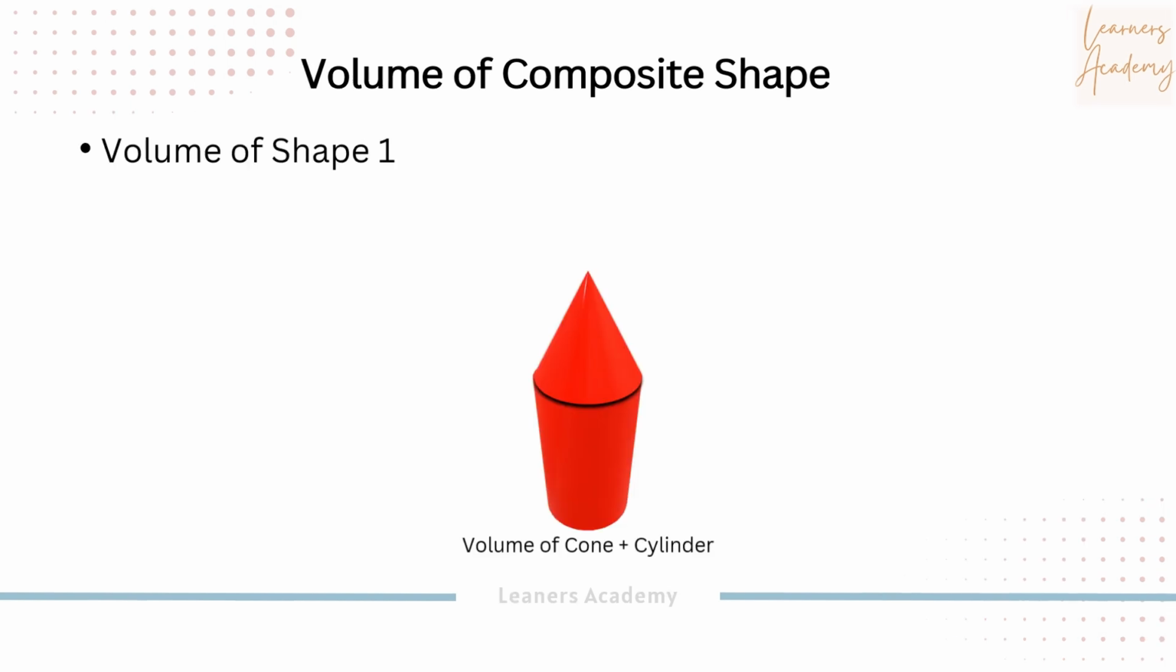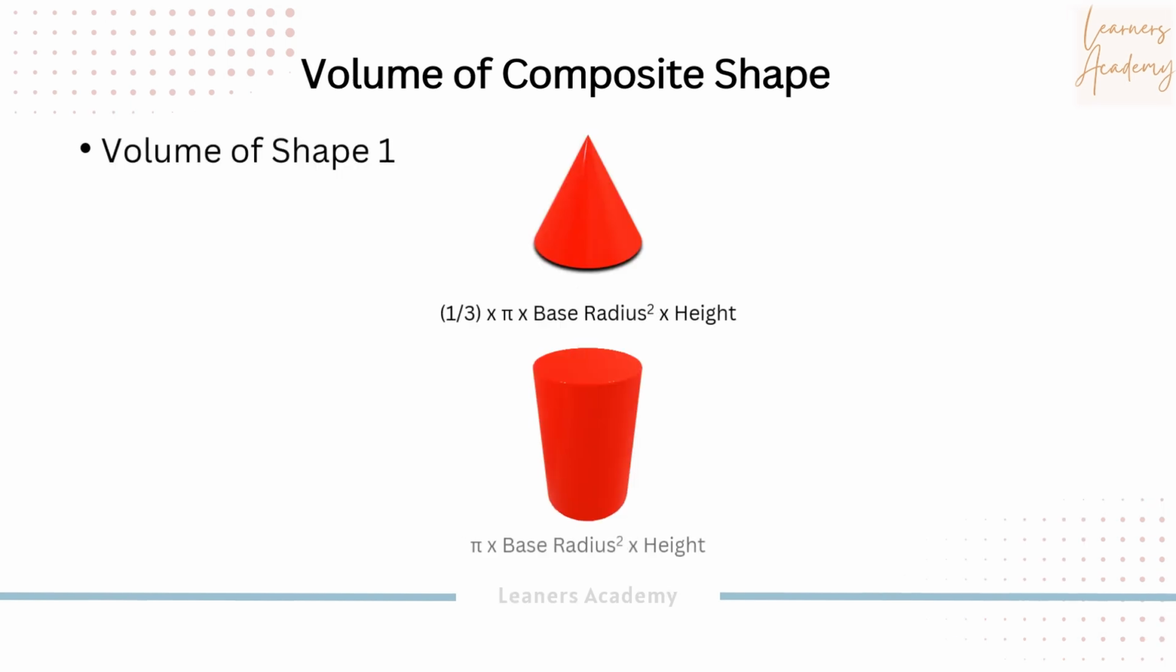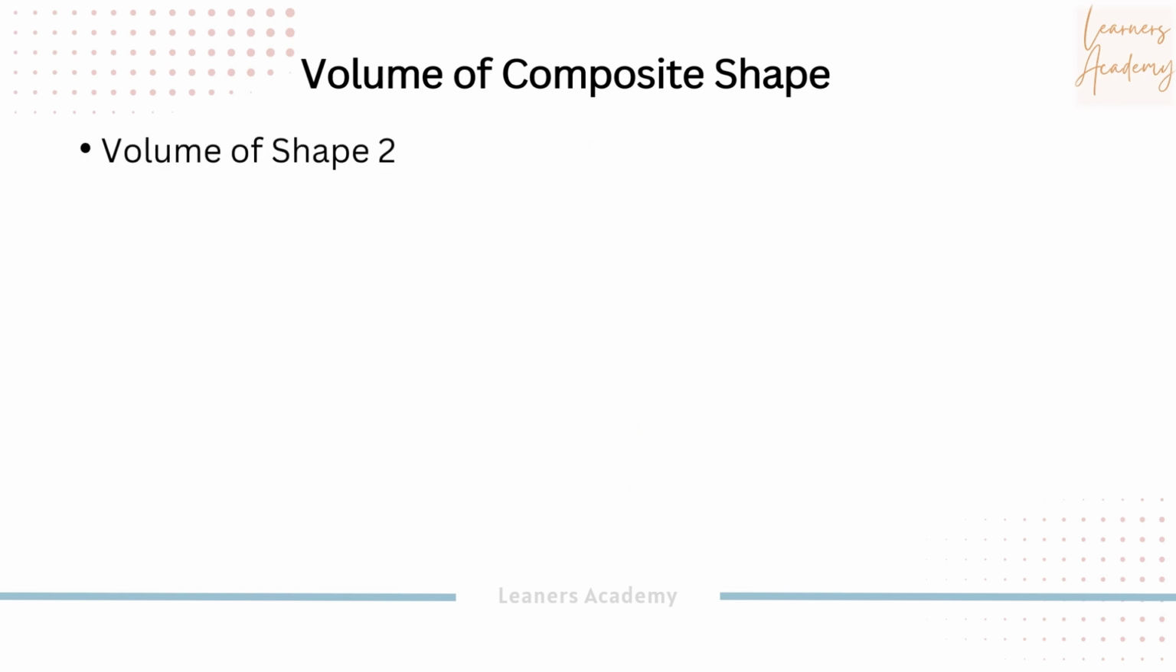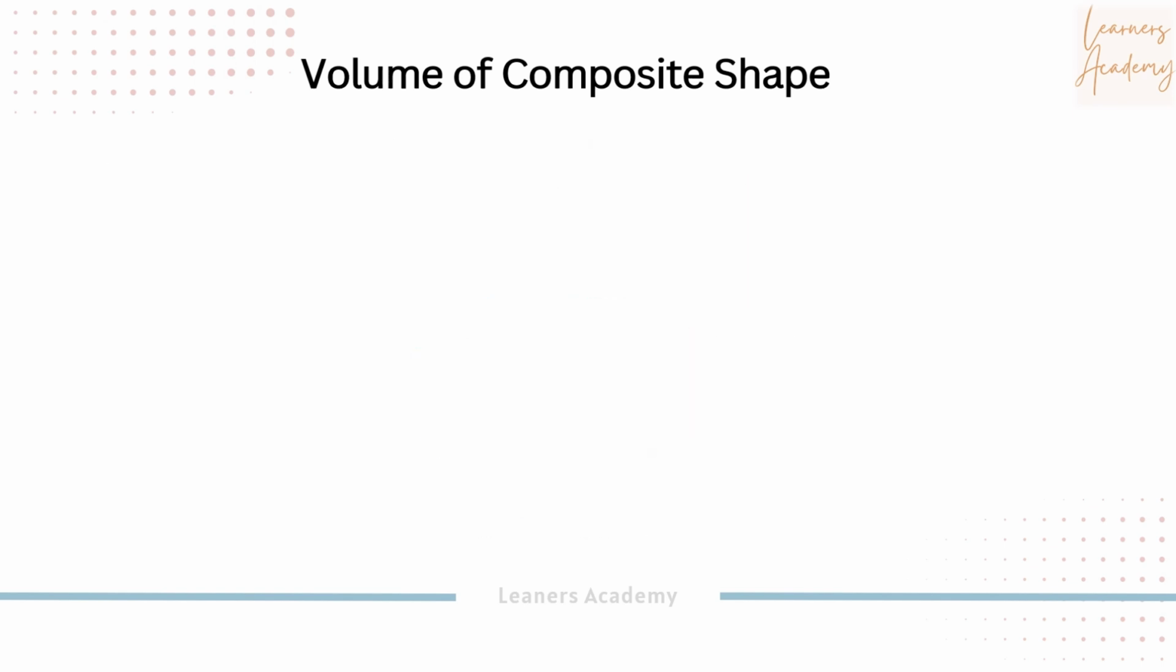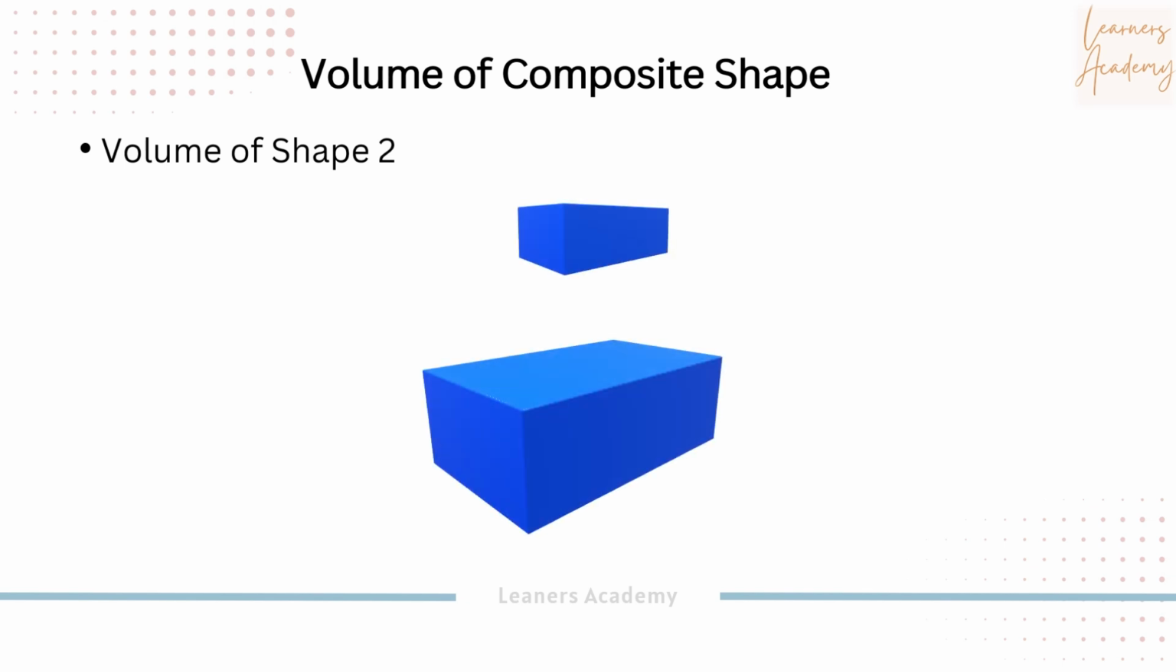As discussed, this shape is made up of a cone and a cylinder, so the volume of a cone is 1 by 3 pi into base radius square into height, while for the cylinder the volume would be pi into base radius square into height. For the volume of shape number 2, which is made up of 2 cuboids, we will calculate the volume of each cuboid and then sum them up.